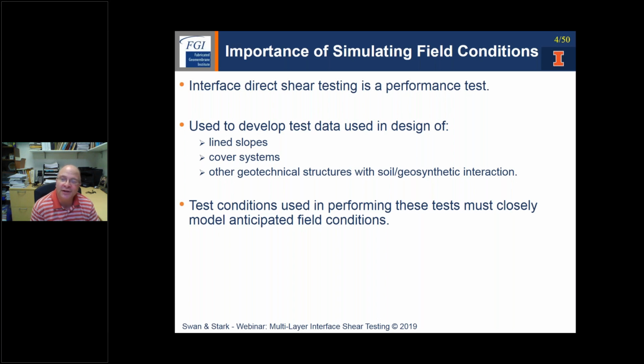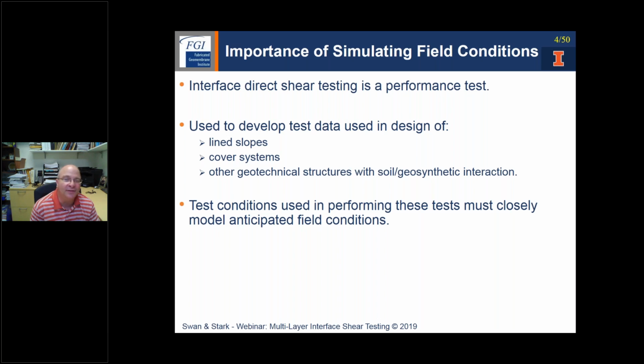And so the conditions that we want to use need to absolutely model the conditions in the field. And in particular with the multi-layer test, that's very important because we're going to be using the site soils above and below, soil in the lower box, site soil in the upper box, to act as the clamps, per se, for the other geosynthetics in the cross section. So this is really geared to a total performance test, and we'll talk about it, but can also be a very good methodology for quality assurance and quality control testing.